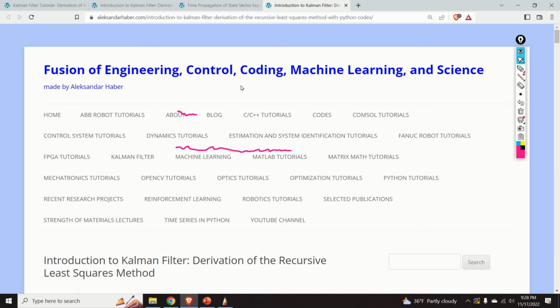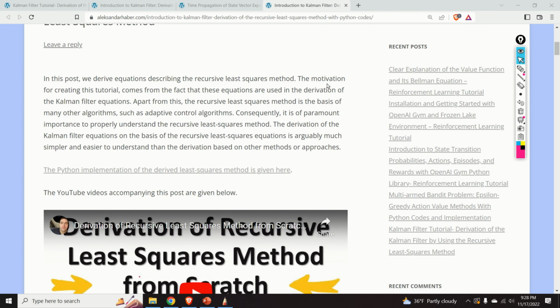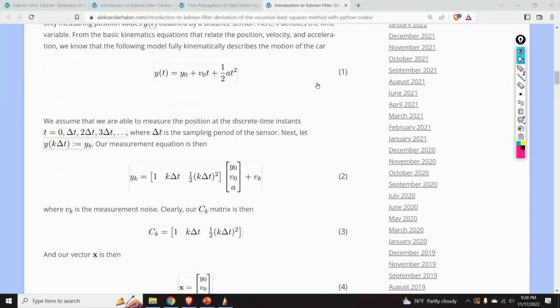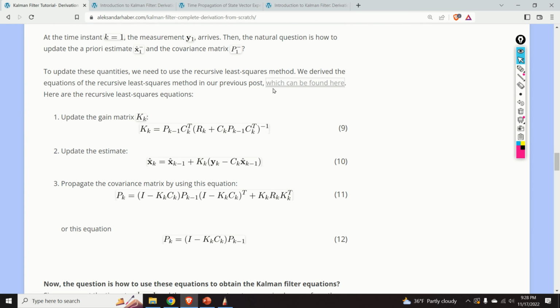So here's the tutorial. Again, you can read this tutorial. However, the main part of this tutorial is over here. So we have 1, 2, 3 equations describing the recursive least squares method. So here is the idea. At discrete time instant k, we update the gain matrix. So here's our gain matrix.